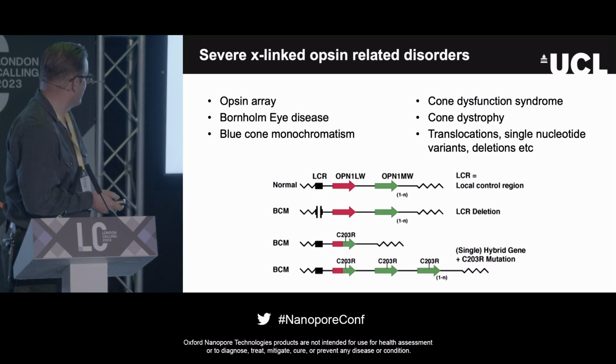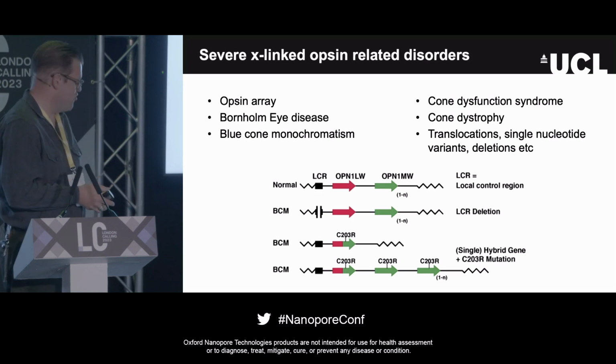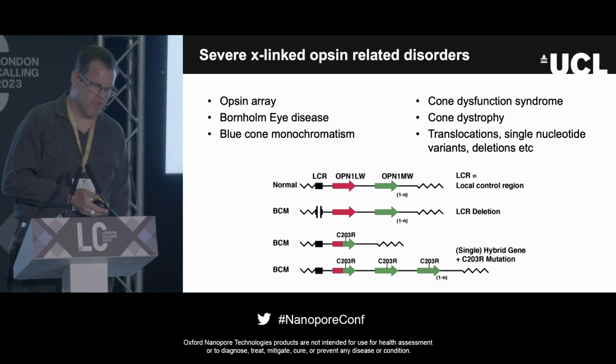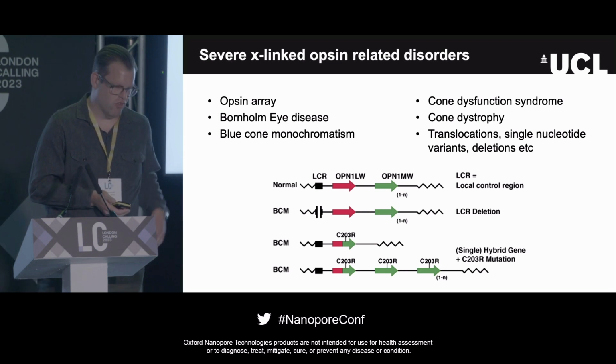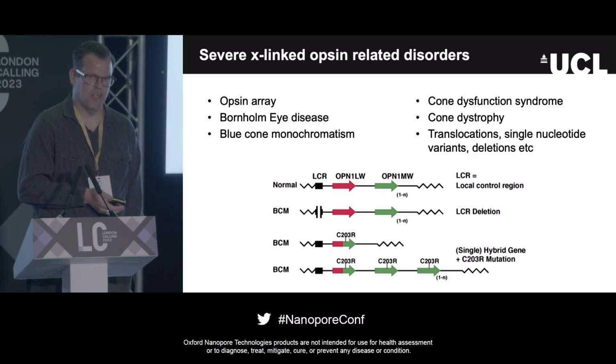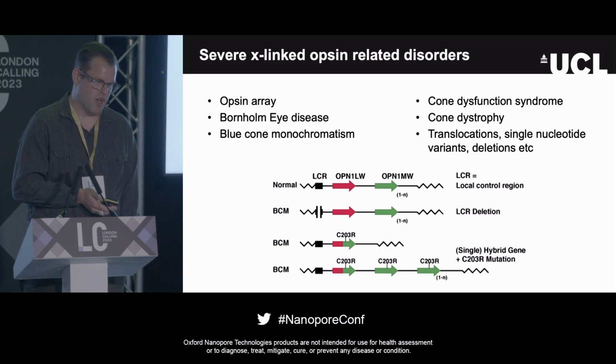Here's another problem gene that we have. This is the opsin array on the X chromosome, and this is what governs color vision. Rearrangements and mutations in this gene cause red-green color blindness, but they also cause severe early onset congenital cone dysfunction, cone dystrophies in affected males.